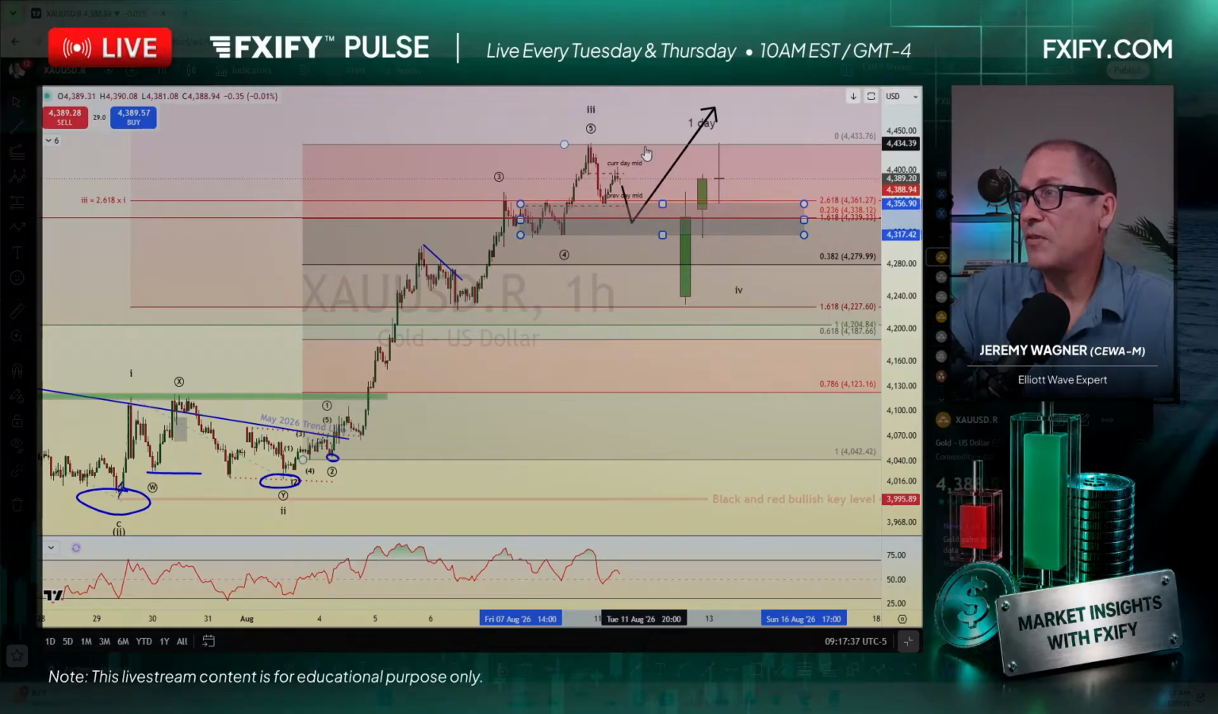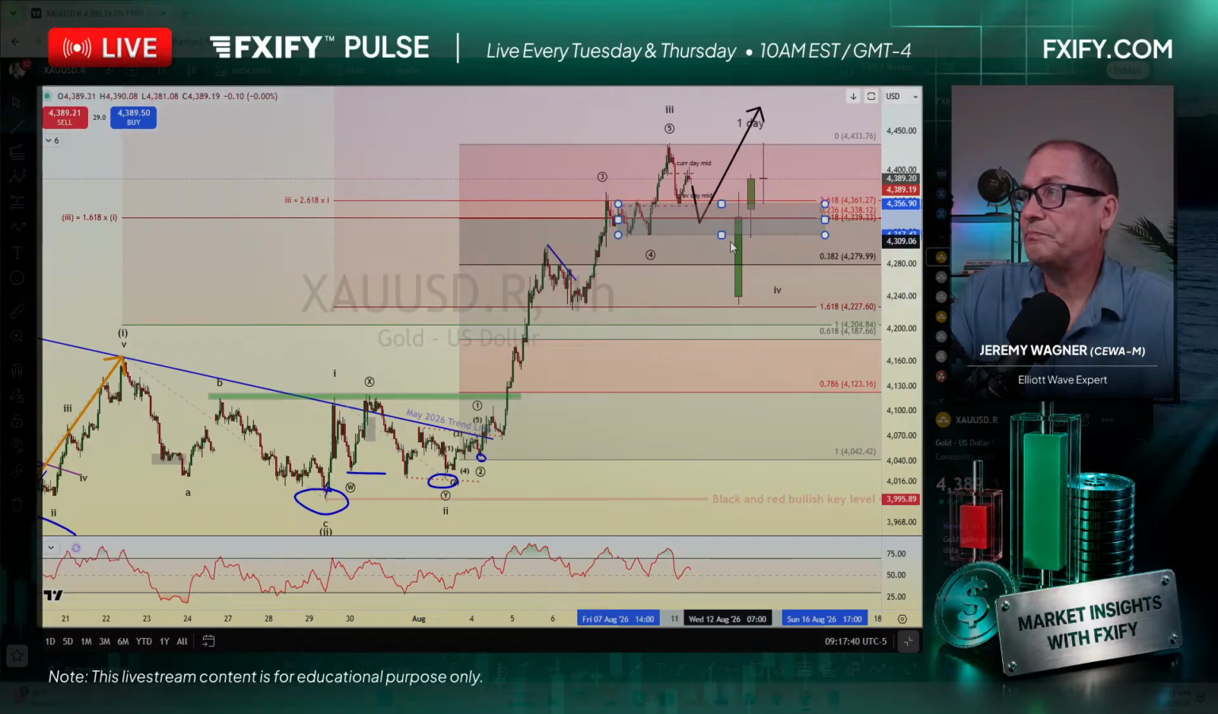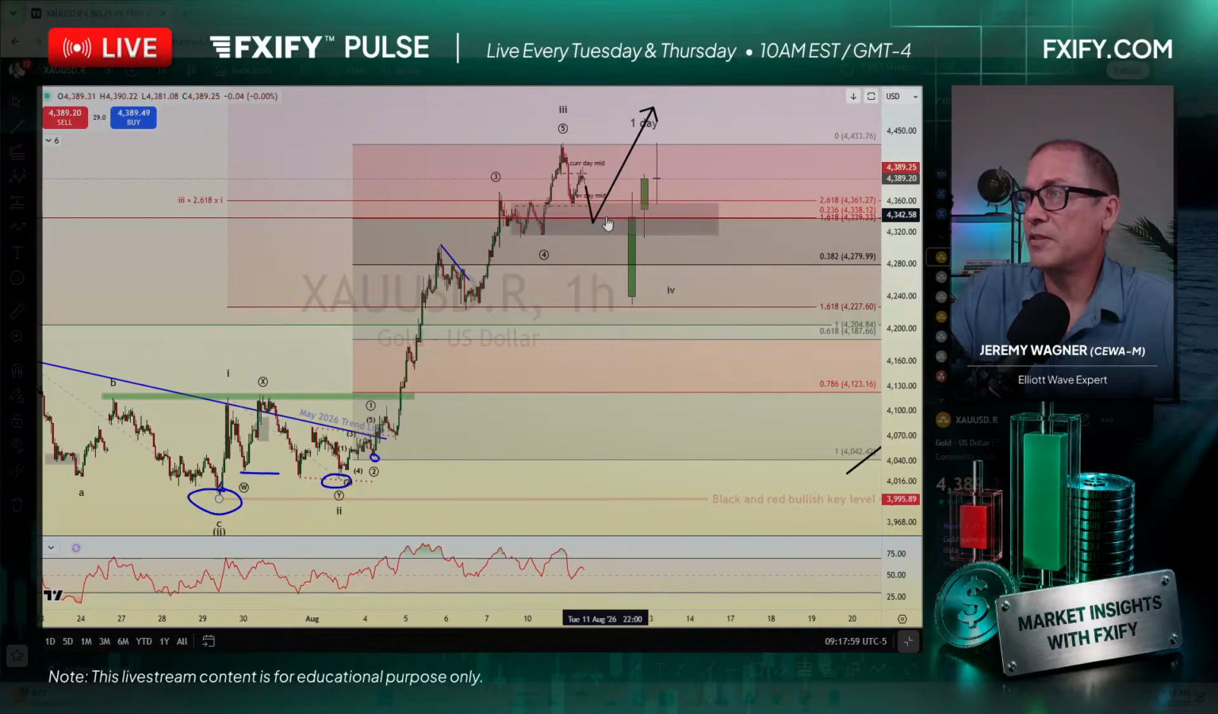Where would I place a risk level in this? Well, you want to give it some breathing room down to the 382. So I'd probably put a risk level down below this low here, which would be 42.23. So I would look at a risk level below 42.23, an entry into the gray box, and then running higher up here into the 4,500s and possibly even higher levels.